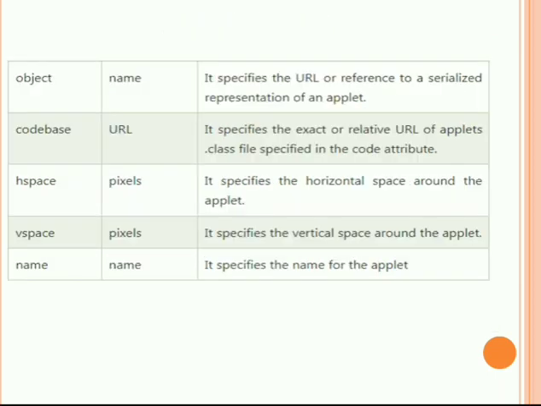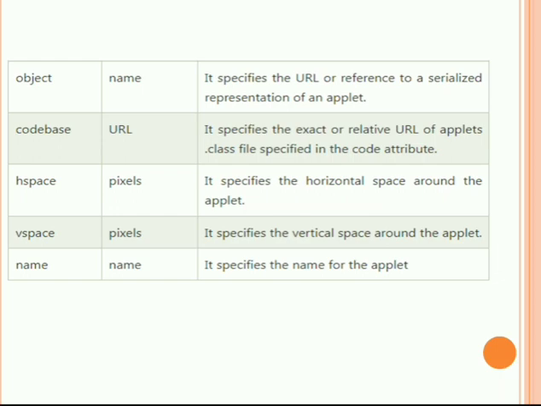Next, object. Its value is name. It specifies the URL or reference to a serialized representation of an applet. Next is codebase. Its value is URL. It specifies the exact or relative URL of the applet class file specified in the code attribute. जो हमने code attribute होता है, whenever we are creating code for that particular applet, it specifies the exact relative URL of the applet dot class file. That is codebase.